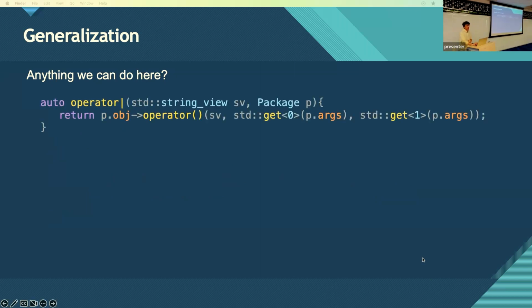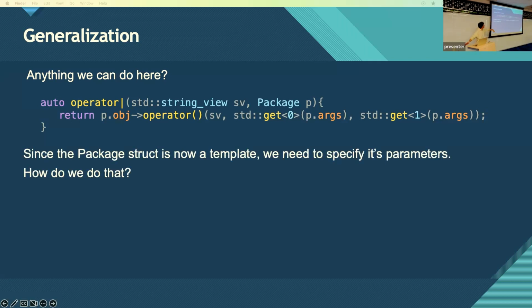What about this operator? This gets a little bit messier. Any ideas? What about for the first part? It's always taking string view. Can I change that? Make it take auto, probably. Auto is good. What about the second part, package? Because package now is not just a single struct, it's a template of a struct. So I need to pass the template parameters for it.